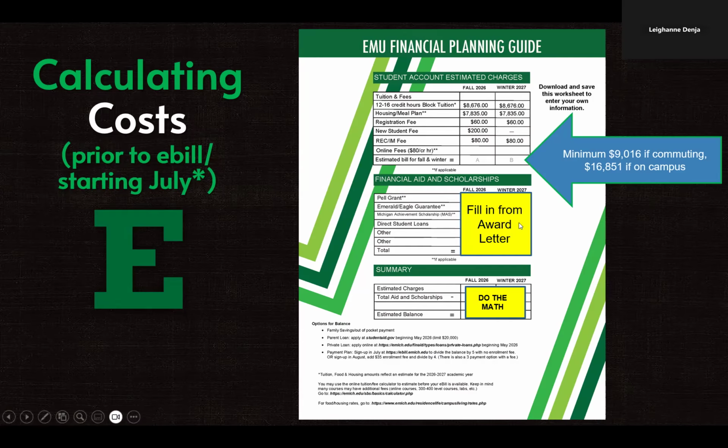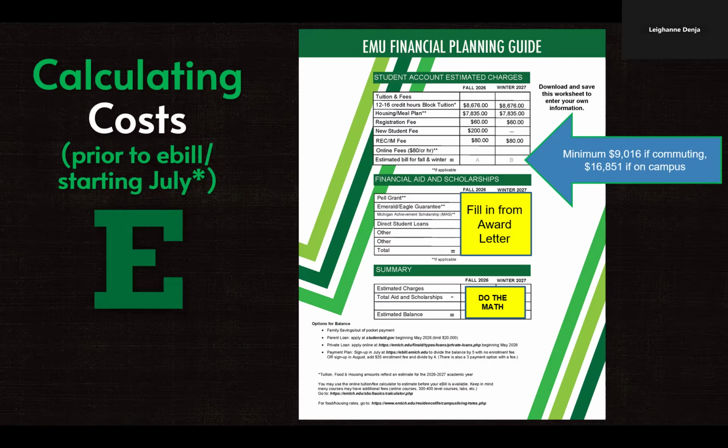So then you can go to that aid offer screen or take your aid offer letter, if you have that from when you received it in the mail, and fill in the types of aid that you have. So if you're going to be living on campus and attending full time, you can expect to receive a bill, again just for fall semester, just under about $17,000.